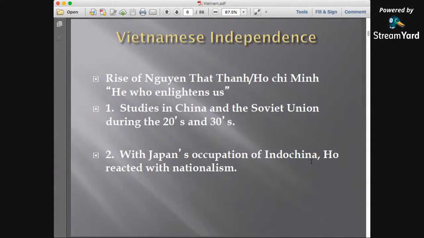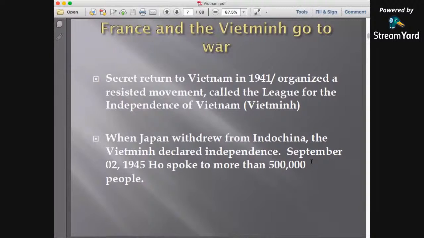With Japan's occupation of Indochina, Ho reacted with nationalism. He did not want to have another Asian empire trying to tell Vietnam what to do. And with this aspect of nationalism, you look at the United States or your particular country within the term nationalism, and you would even give your life for that particular ideology. So that push for nationalism. France and the Viet Minh would go to war.